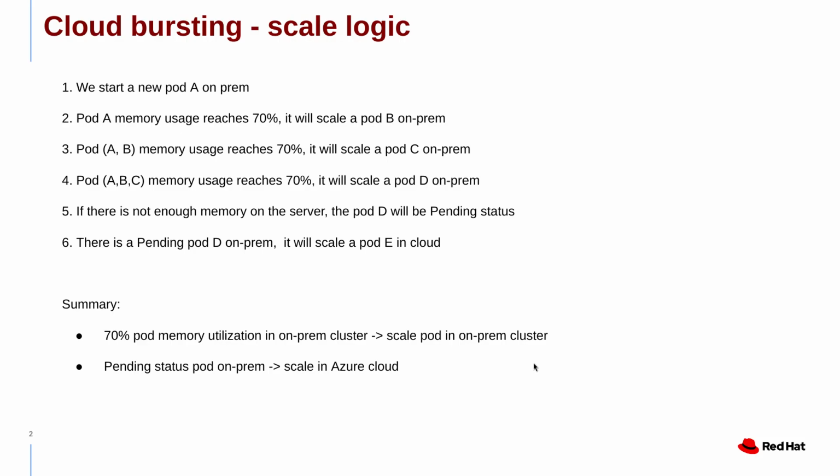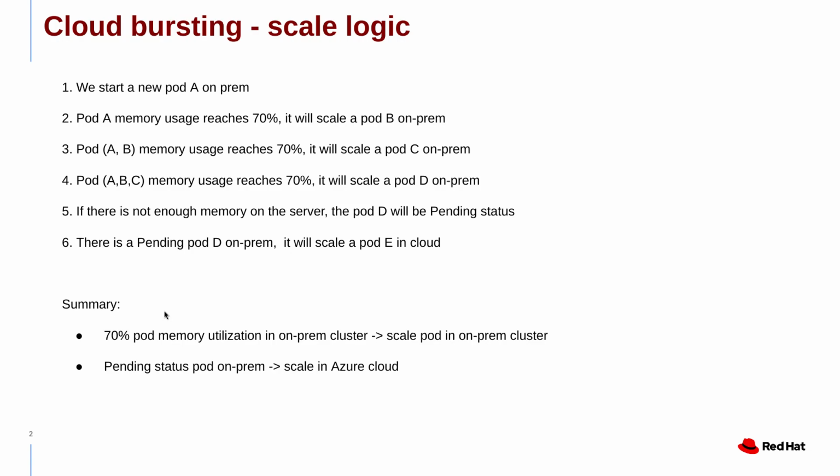In today's demo, we will scale the pod following the logic like this. We will start from running a new pod on-prem, and once the memory utilization of the pod reaches 70%, we will start another new pod on-prem. And once there is insufficient memory resources on the on-prem to start the new pod, the pod will be pending status, and we will scale this pod to the cloud.